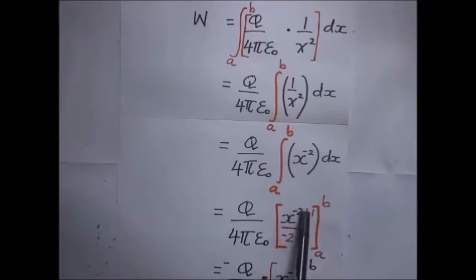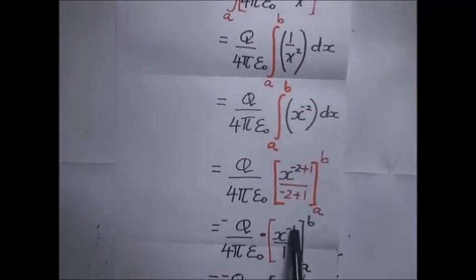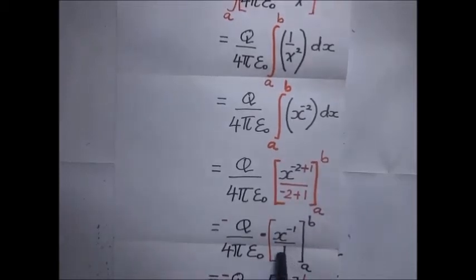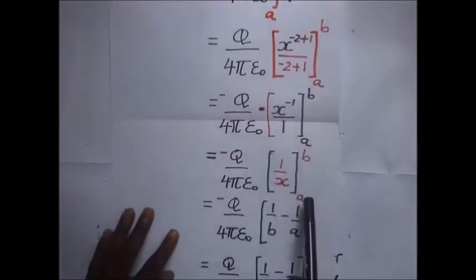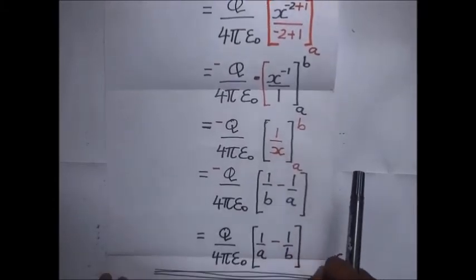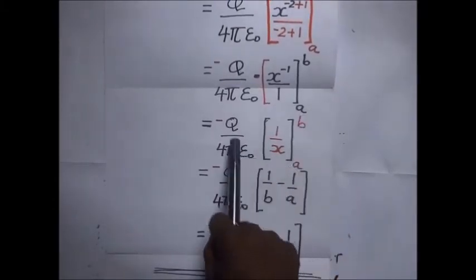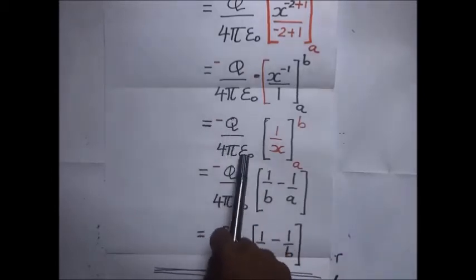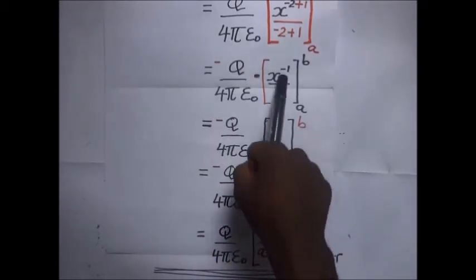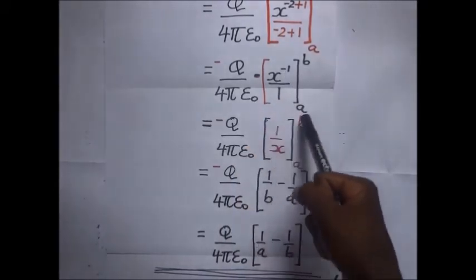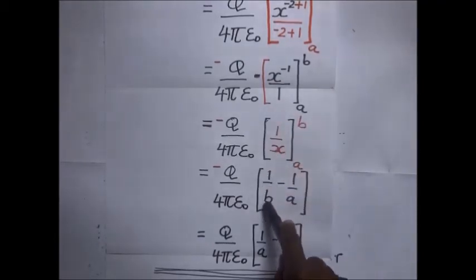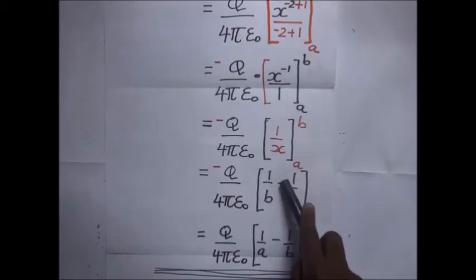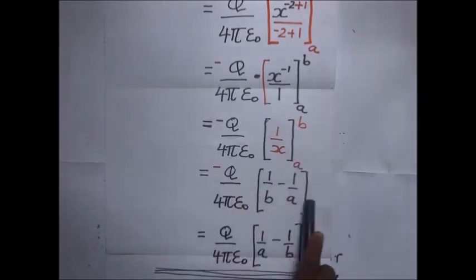And so negative 2 plus 1, we get negative 1, and that's the negative that is going outside here. When we substitute in our expression, we are going to end up with negative Q over 4 pi epsilon naught times 1 over x. X to the power negative 1 is the same as 1 over x. It's running from B to A. Substituting B in this expression is going to be 1 over B, minus substituting A in that expression is going to be minus 1 over A. That's the expression we have.